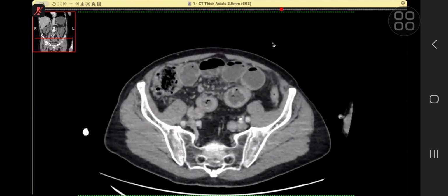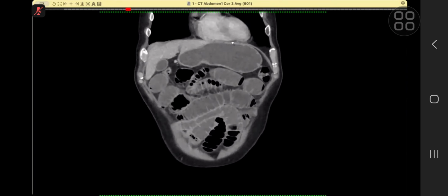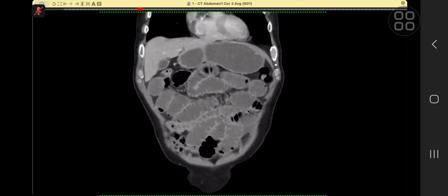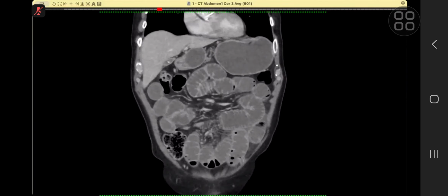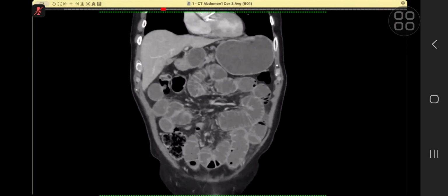I'm showing you coronal, and I want you to just concentrate on the small bowel. Can you pick up any cause of this obstruction?